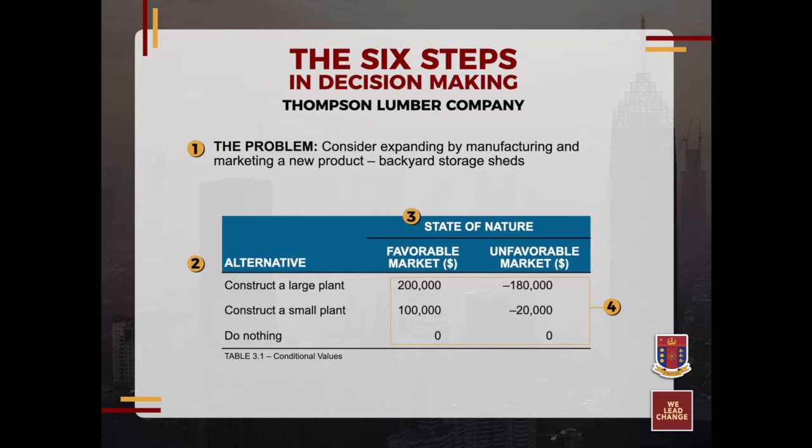Step 4 is to list down the payoffs or the conditional values. And notice that we have different values corresponding to a particular alternative and a particular state of nature. So for example, for first alternative, construct a large plant, and for a favorable market, there is a conditional value or a payoff of $200,000. However, if you only construct a small plant in a favorable market, you'll only receive $100,000.